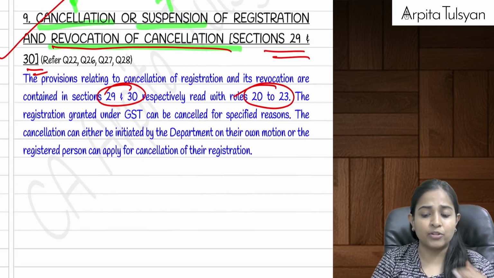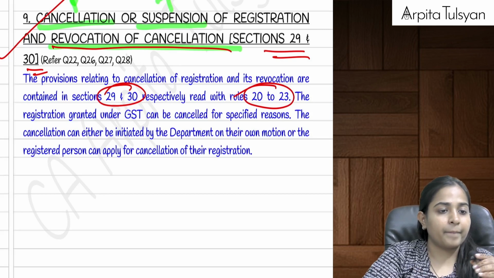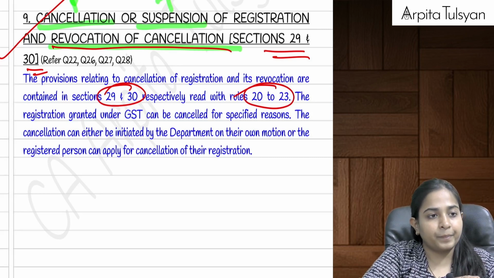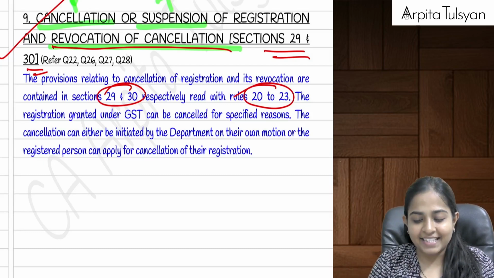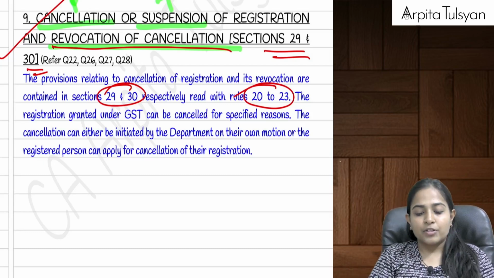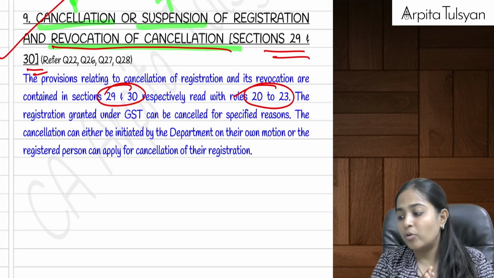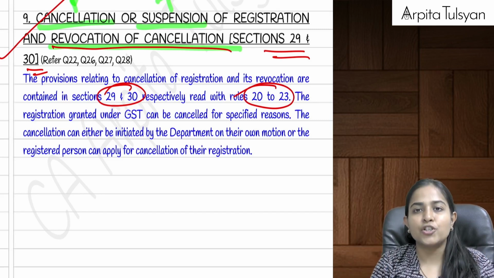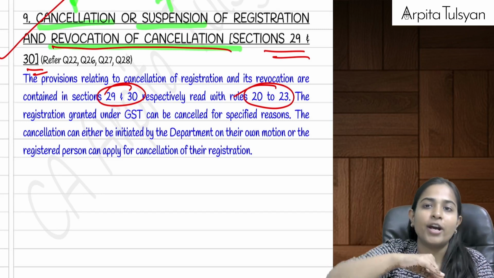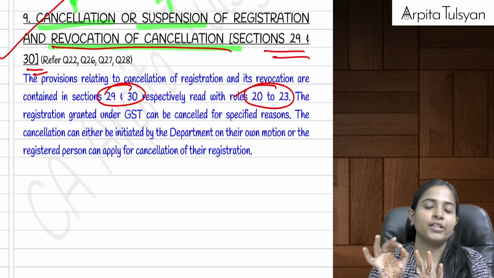And then going on to the next one, that is section number 29 and section number 30. In the case of section number 29 and section number 30, we are going to talk about suspension of registration, or cancellation of registration, and revocation of cancellation of registration. Okay, there are three different things. First, just try to understand the title.